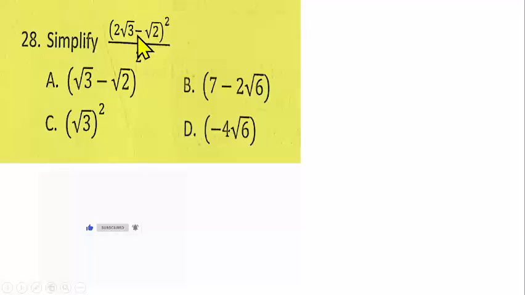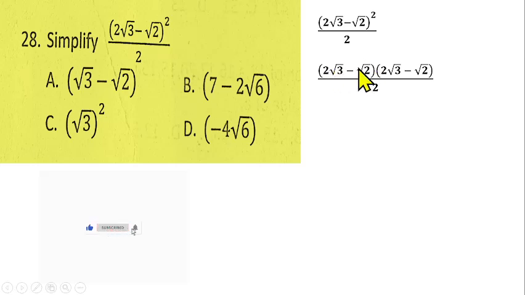You have to simplify surd 2 surd 3 minus surd 2 squared over 2. So we know that this one is to be expanded in 2 places, which is going to give us 2 surd 3 minus surd 2 multiplied by 2 surd 3 minus surd 2, because this is in 2 places, over 2. If you open the bracket, we have 2 surd 3 times 2 surd 3, that gives us 4 times 3, because 2 times 2 gives us 4, and surd 3 times surd 3 gives us 3.